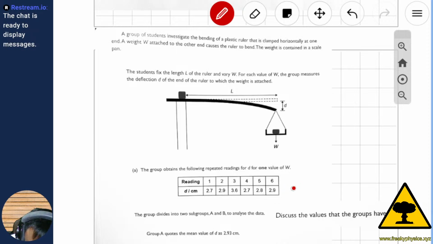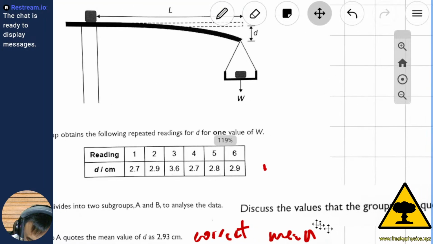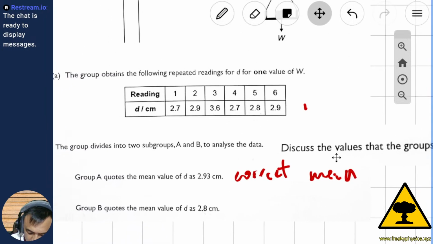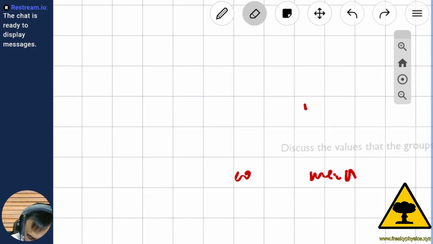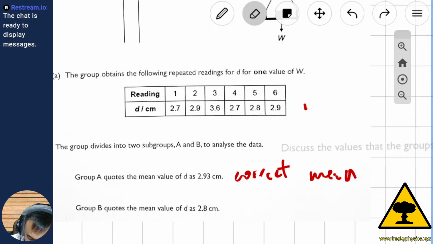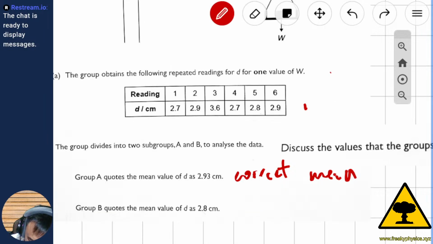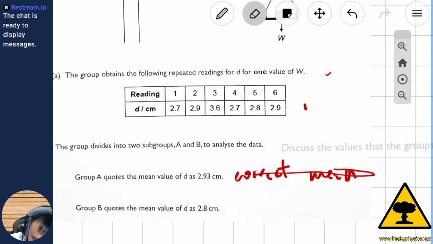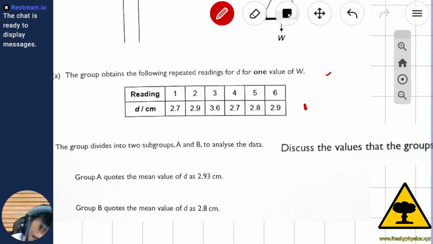So I found that A was correct. Okay, so this is correct. Let's just note that there. This is the correct mean, right? Let's zoom in a bit so it's easier to see. Okay, let's read. So, correct mean. There we go, let's lock that. Let's redo that briefly. Okay, again, the first one is the correct mean.